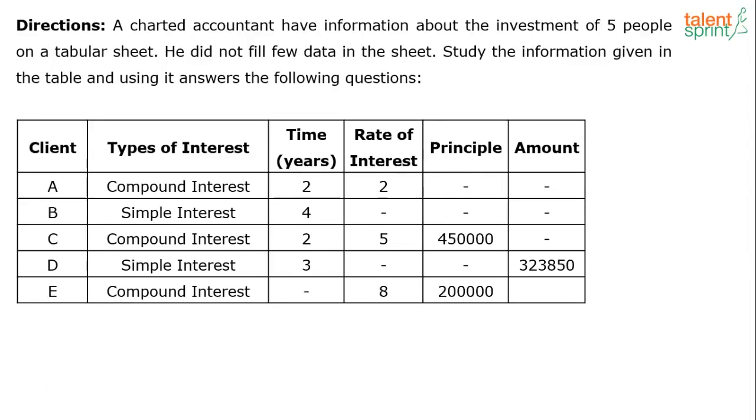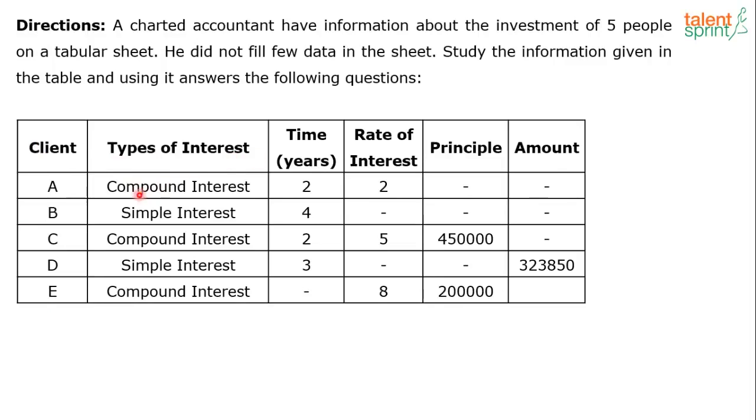Okay, so let's look at this. Here's the question. He says the chartered accountant has information about the investment of 5 people on a tabular sheet. He did not fill a few data in the sheet. Study the information given in the table and using it answer the questions. So I think these are the 5 clients, right? A, B, C, D are the clients of that chartered accountant.